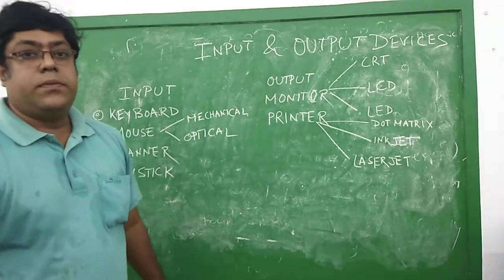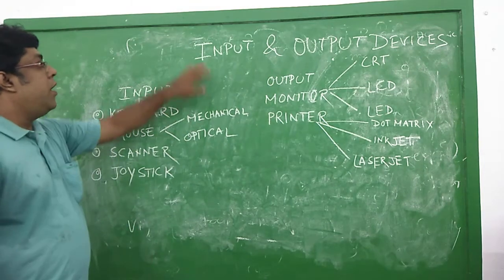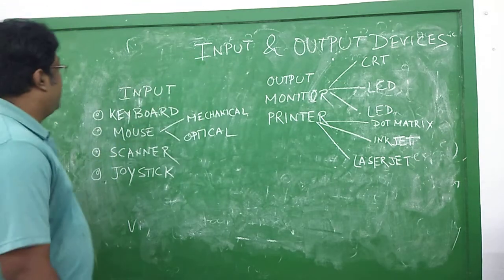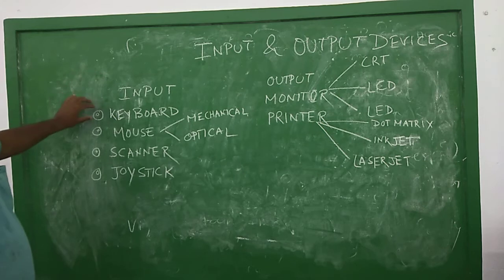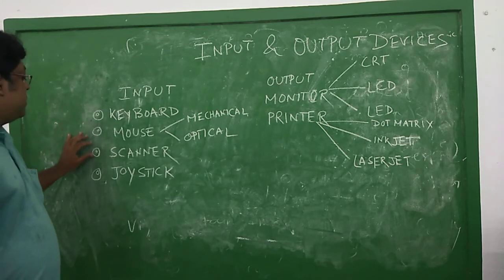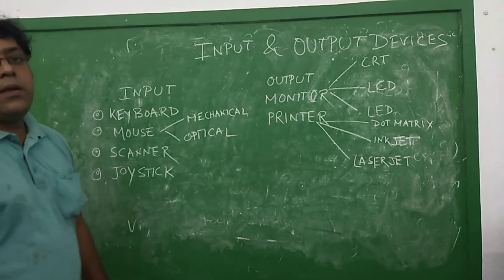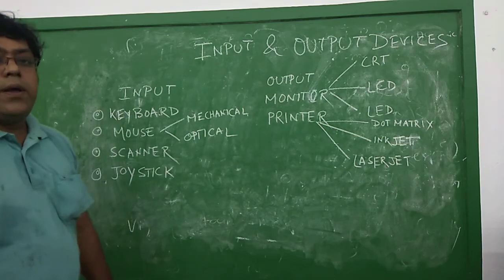Hello students. Today our topic is input and output devices. First we are talking about the input devices: keyboard, mouse, scanner, joysticks, OCR, MICR, barcode reader, etc.